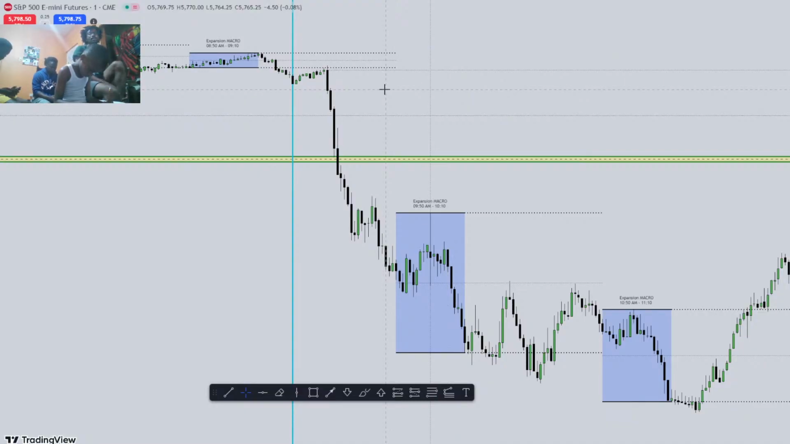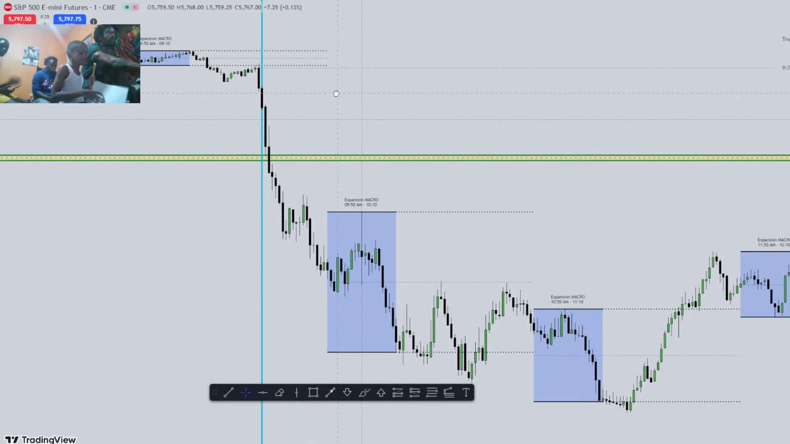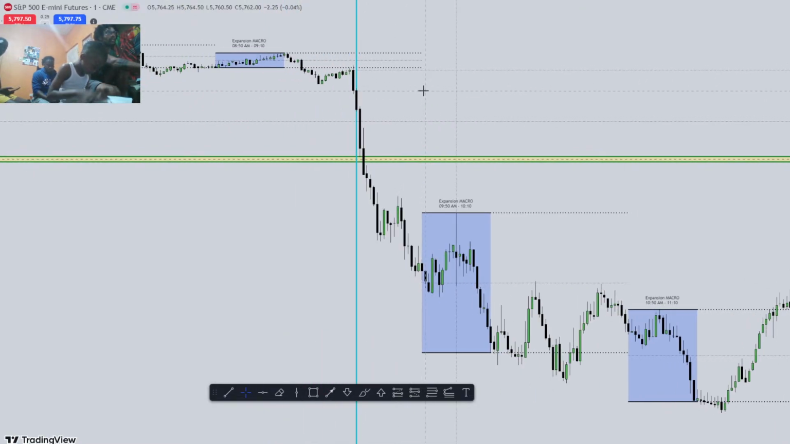Yes, give me step one. 9:31 a.m. New York time. Oh, it's right there. What's next? Boom, boom. Germany. So this is 9:31. So we got bar one right here, bar two right here, bar three right here.